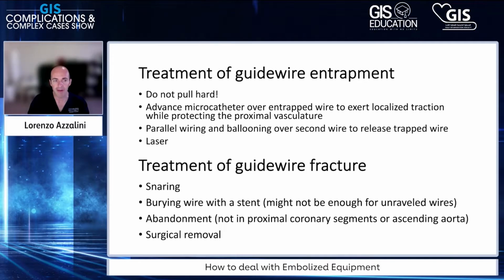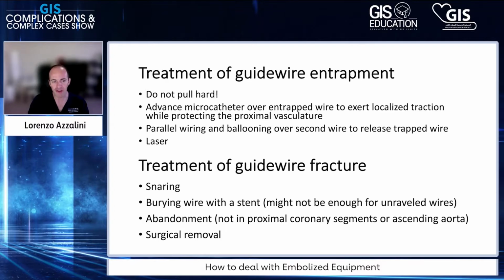To deal with entrapment, first thing is do not pull hard because we can break it. And if we break it, many times there will be filaments that are not visible fluoroscopically. So we should advance a microcatheter over the entrapped wire to exert a localized traction while at the same time protecting the proximal coronary artery from cheese cutting effect. We can do parallel wiring with a second wire and balloon over the second wire to release this trapped wire, and in extreme cases even perform laser to dislodge it from the trapped side.